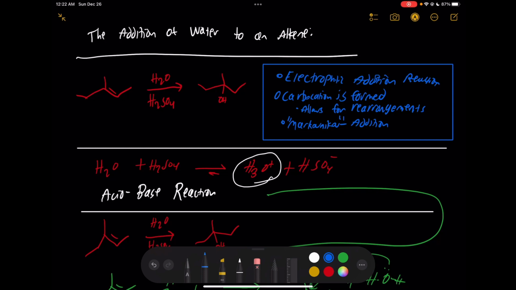And the alcohol that you see here actually adds Markovnikov, which means that the water species as a whole adds Markovnikov, which means that basically the hydrogen adds to the carbon of the bond that has the least substituents bonded to it. So the carbocation basically goes on the most stable carbon, the sp2 carbon of the double bond.